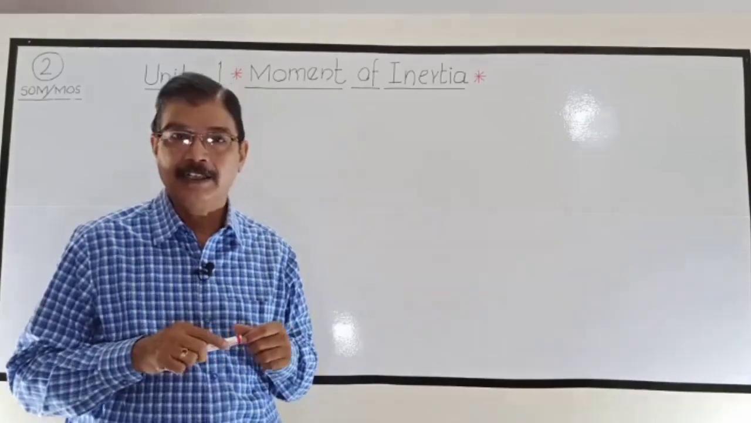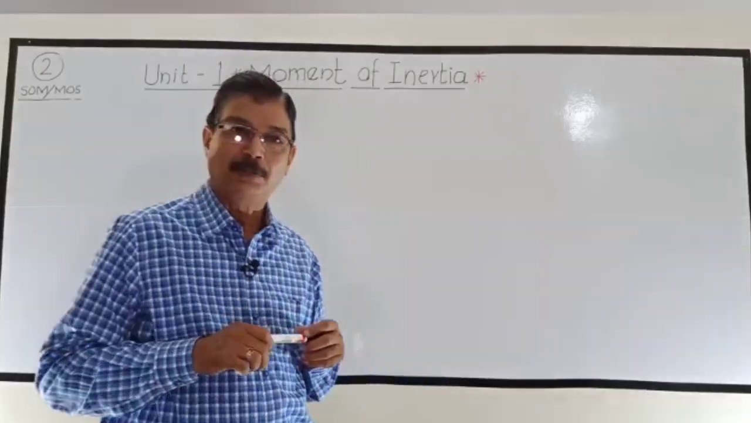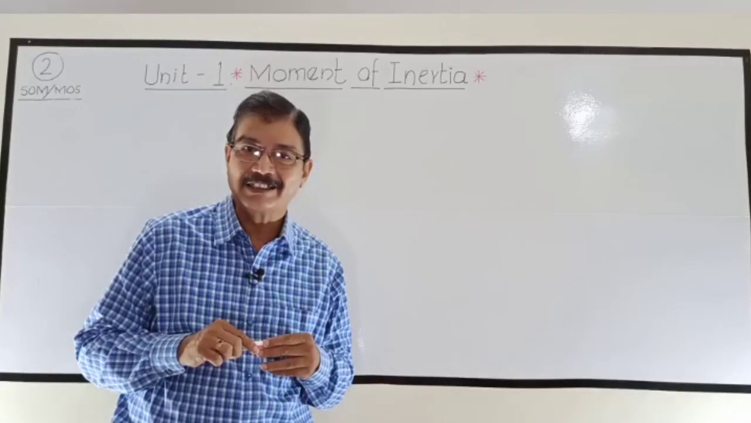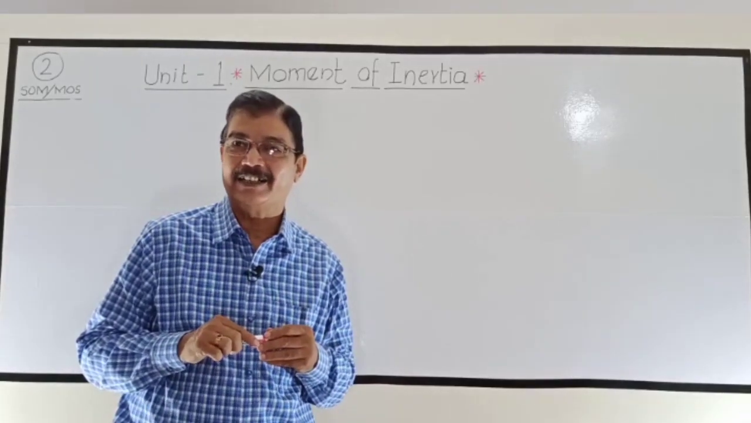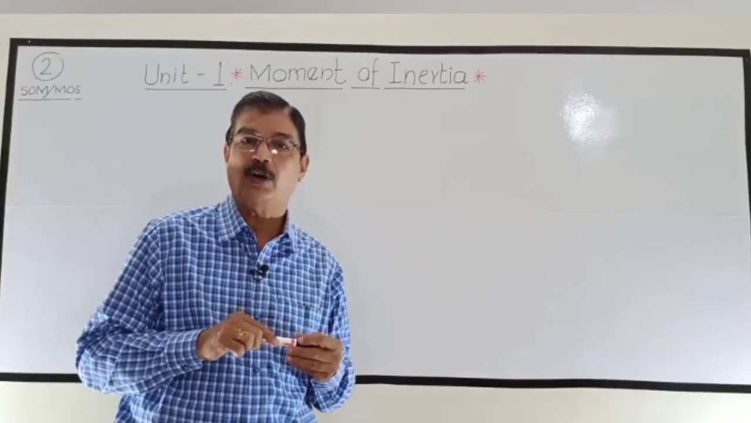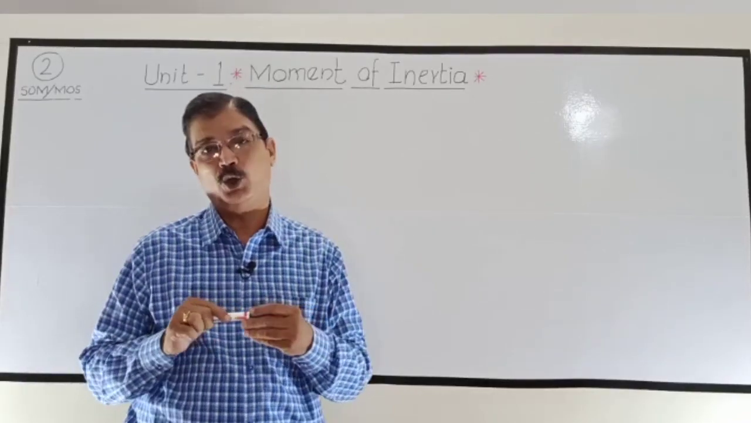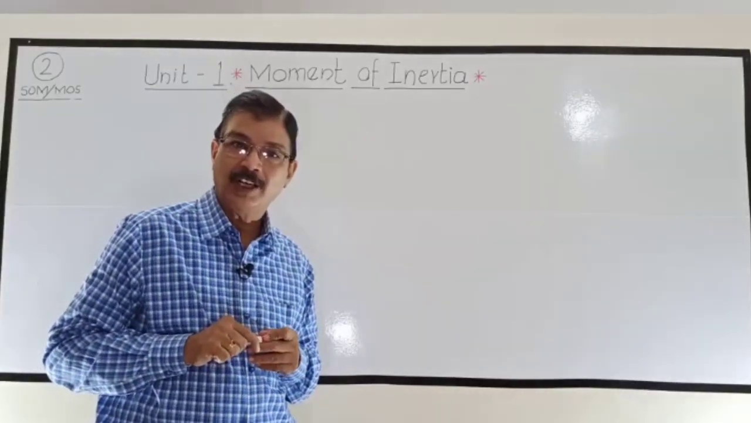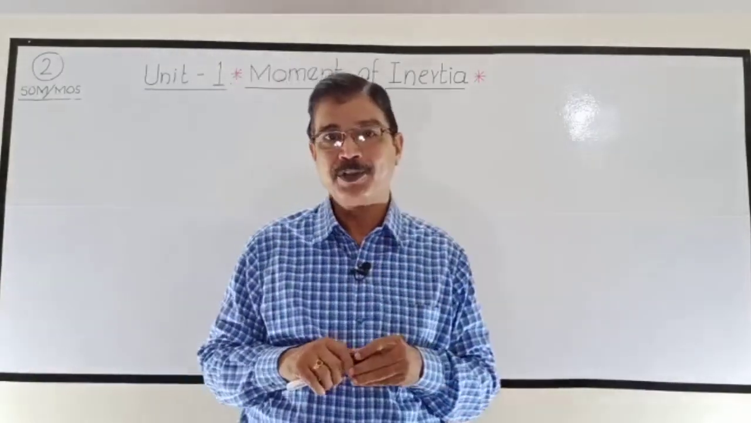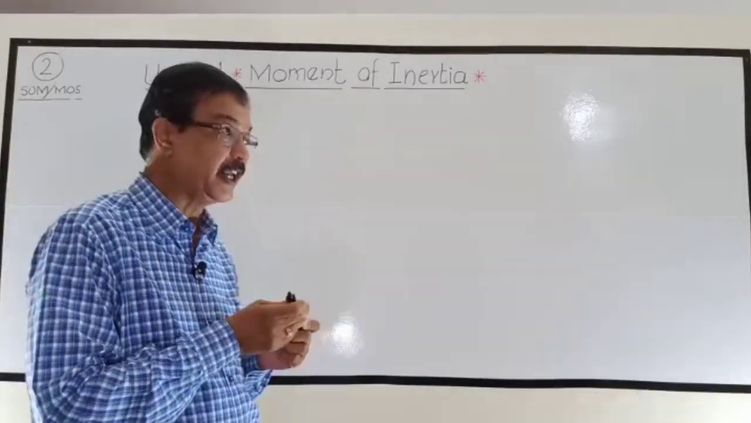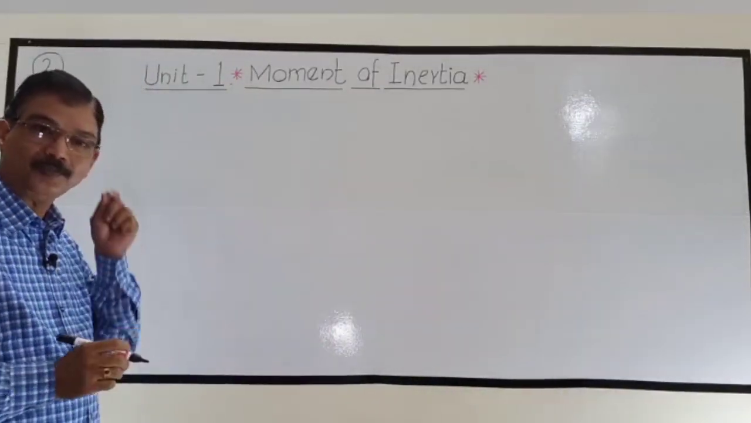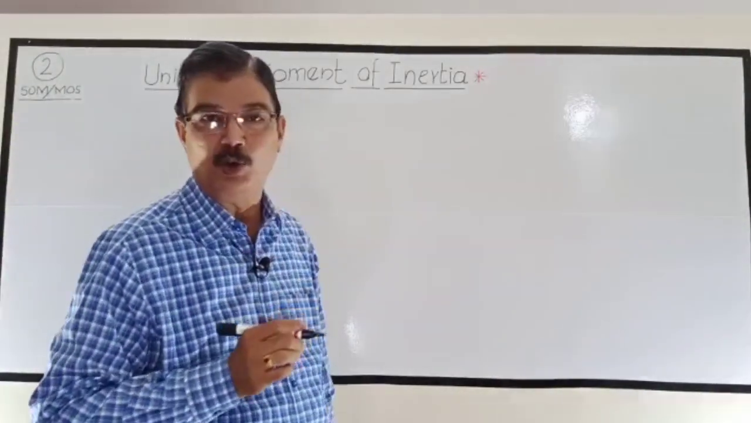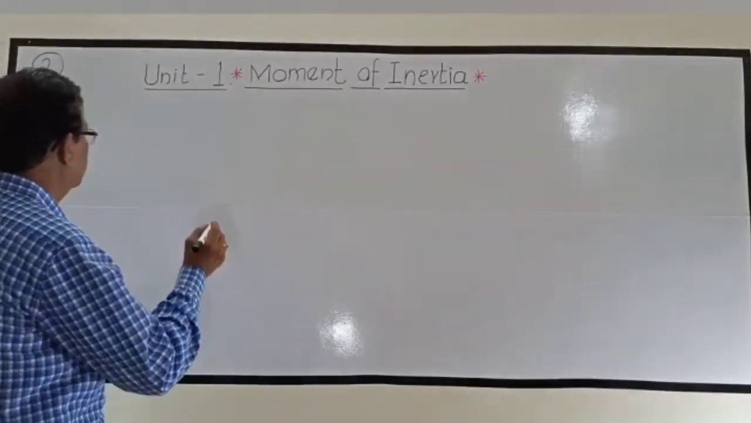So what is inertia? It is the property of the material due to which it offers resistance in changing its state, that is from rest to motion or from motion to rest. Okay? This is known as inertia. Now let us see what is moment of inertia. Definitely, moment of inertia is the property of cross section. Now let us first find out the definition of moment of inertia. What is the meaning of moment of inertia?